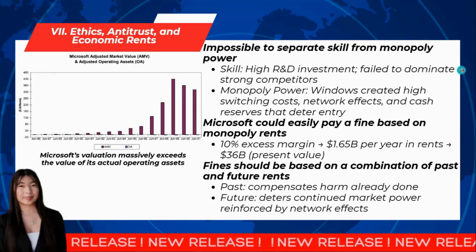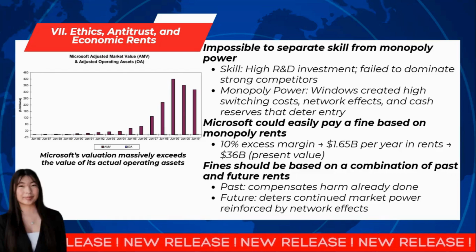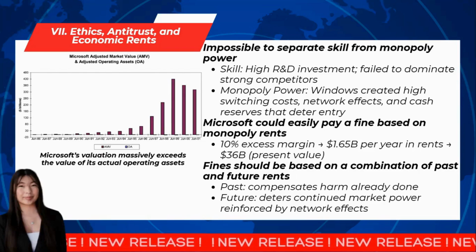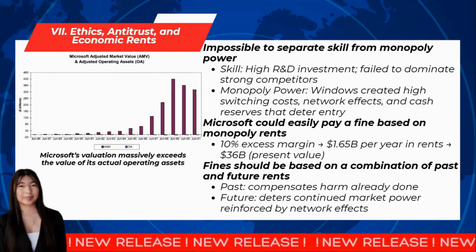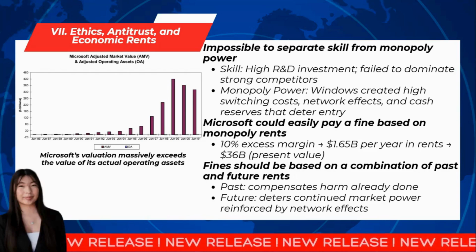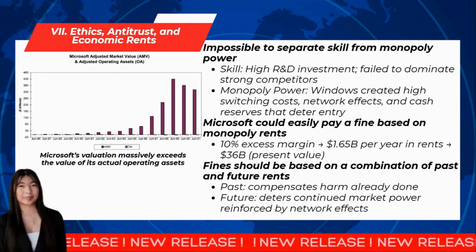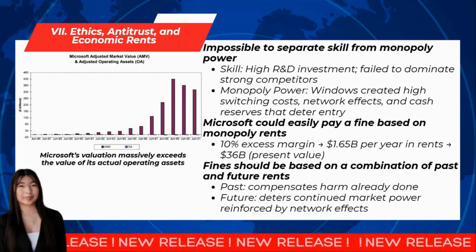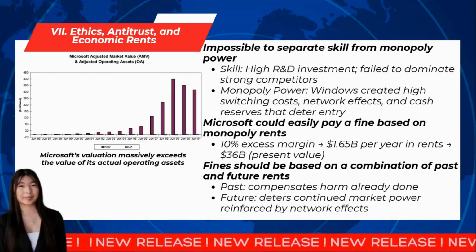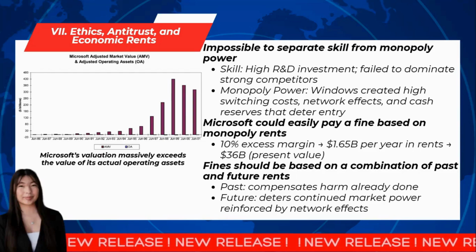Furthermore, if Microsoft earned an extra 10% operating margin due to market power, would the author's fine calculation be reasonable? If Microsoft earned the extra 10%, they could easily pay a fine based on monopoly rents, and the fine should be based on a combination of past and future rents. Past rents are used because past illegal behavior may have already harmed competitors and consumers, and future rents are important because Microsoft's position and network effects show that today's dominance can perpetuate future rent.